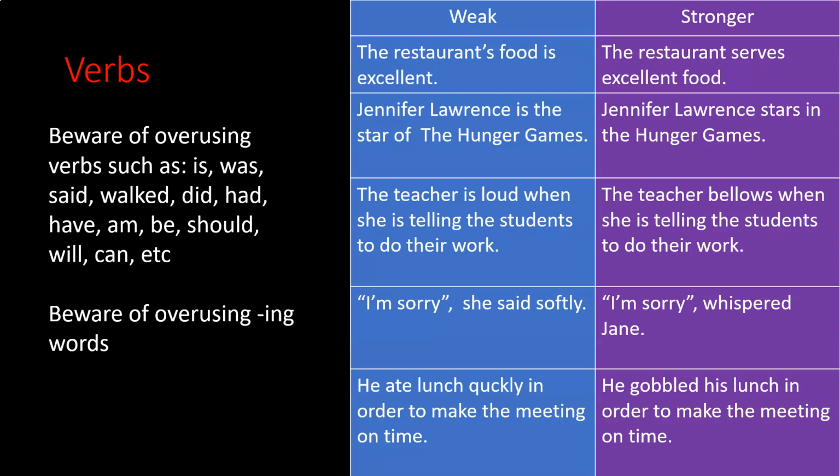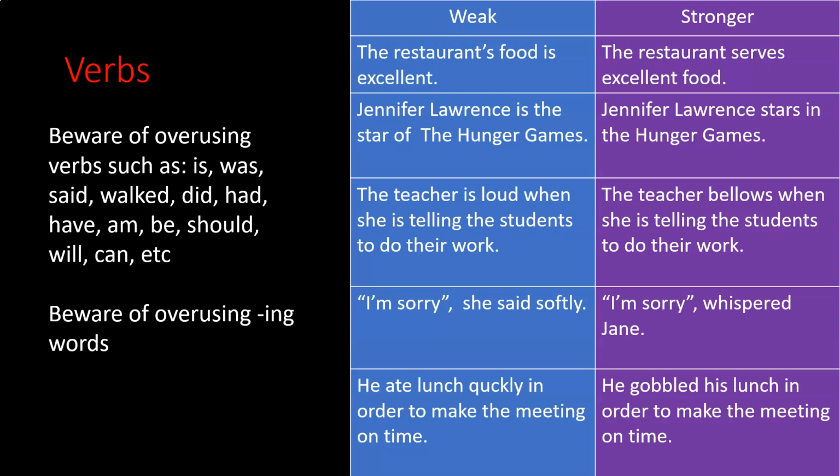And we're also trying to beware of overusing ing words. Sometimes people say he was walking, they were talking, they were showing, he was speaking, and it can be quite tiring as a reader. So again, here we're going to look at some examples. On the left-hand side, we see the weaker option. On the right-hand side, we see the stronger option. There's nothing necessarily wrong with the weaker options. They're just not really going to engage us.